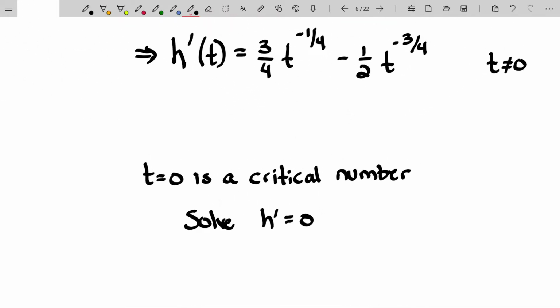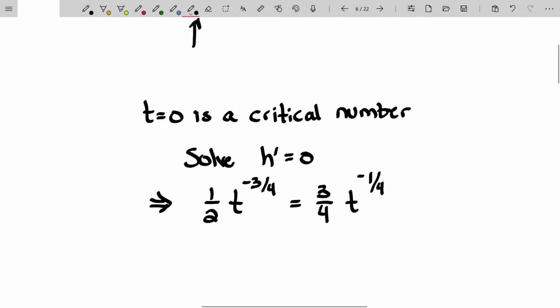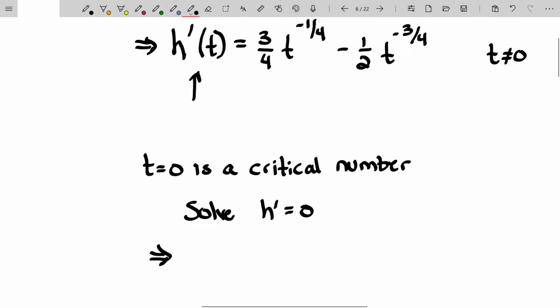So letting h prime equals 0, that will imply, if you can imagine this is 0 here, I'm just going to go ahead and add a half t to the negative 3/4 to both sides. And this would be 3/4. Actually, I think it might be easier to do this problem in a different way. So you know what I'm going to do? I'm going to do it a different way. I'm going to do it like this.